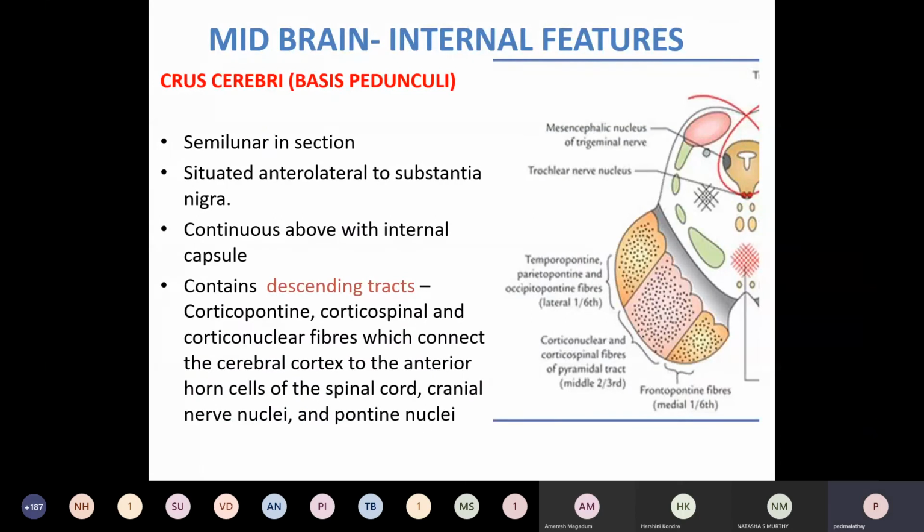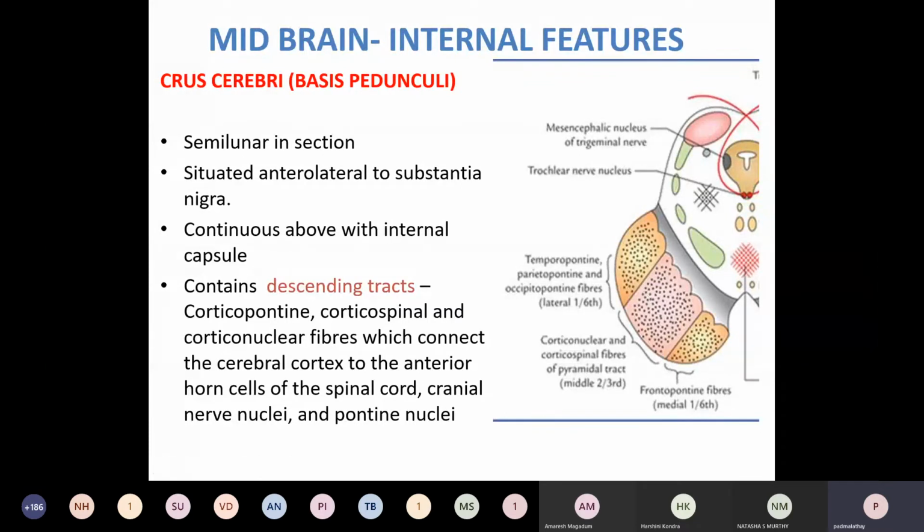So what is this crus cerebri? This is the crus cerebri here. It is semilunar on cross section and it is situated anterolateral to the substantia nigra. This is substantia nigra and this is the crus cerebri. When you trace it upwards, it is continuous with the internal capsule that reaches towards the cerebrum. Mainly the crus cerebri contains the descending tracts arising from the cerebral cortex.